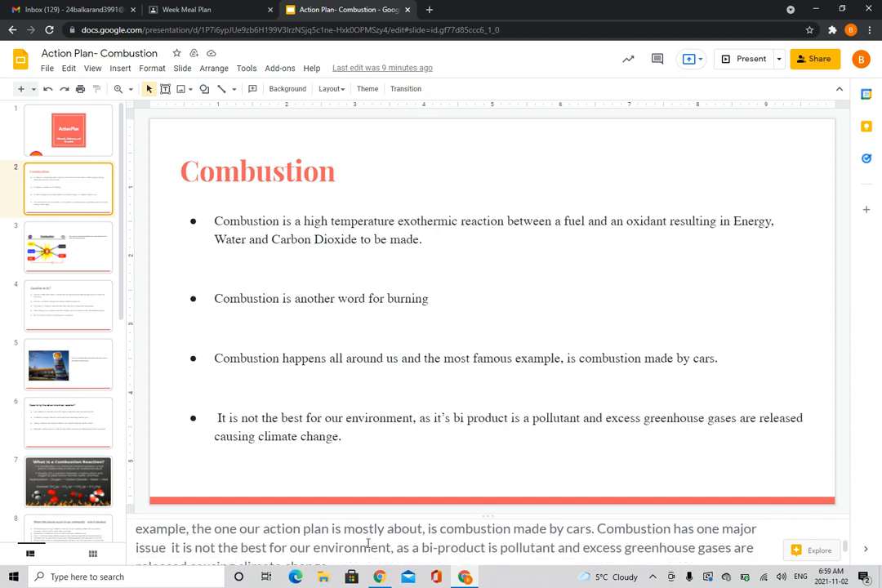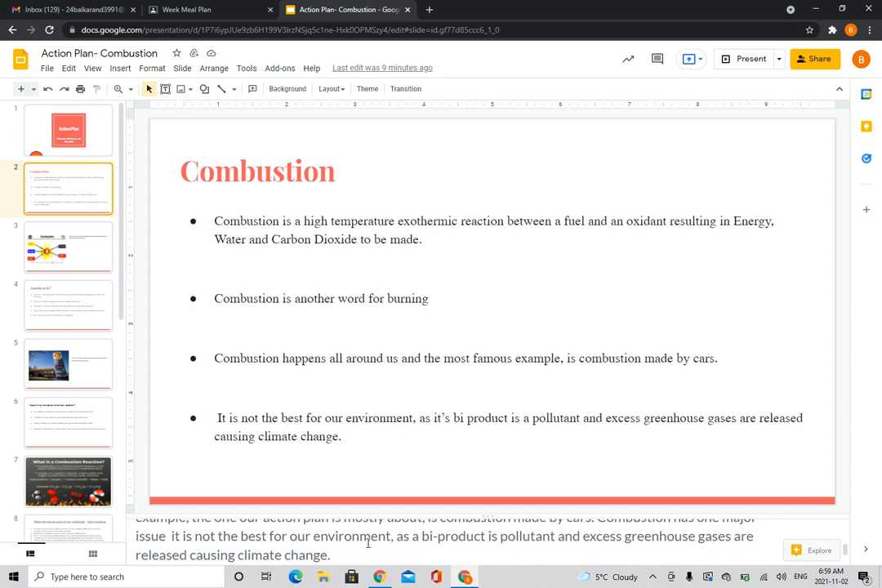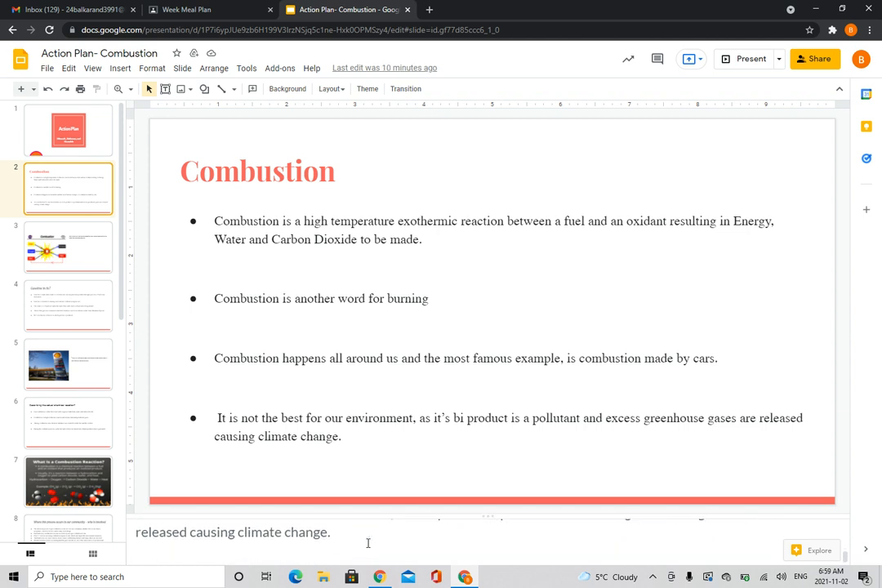Combustion has one major issue. It is not the best for the environment as byproduct pollutants and excess greenhouse gases are released, causing climate change.